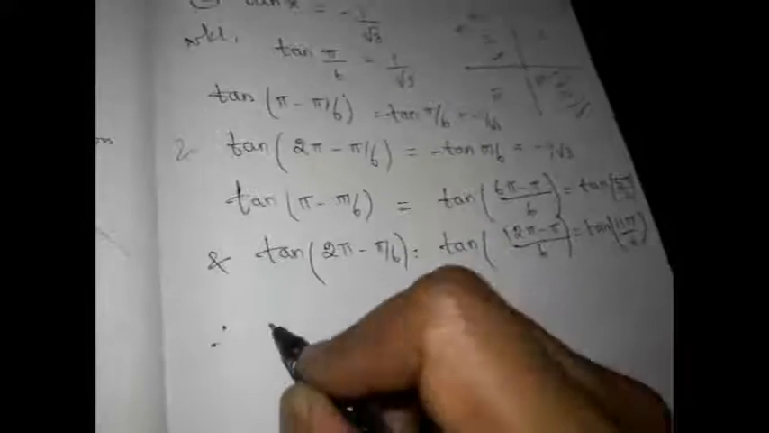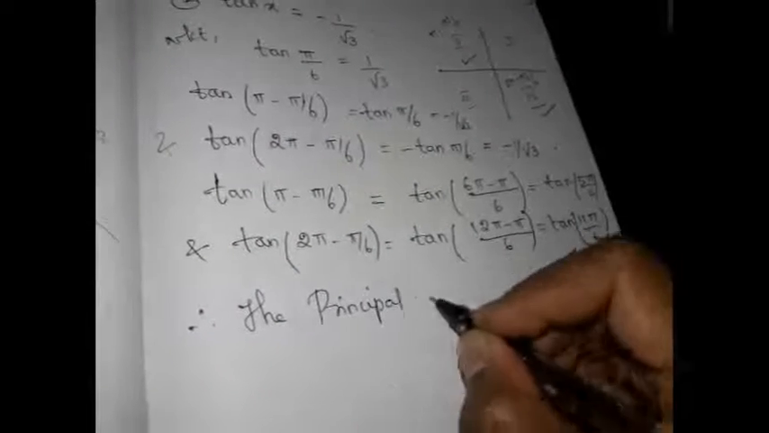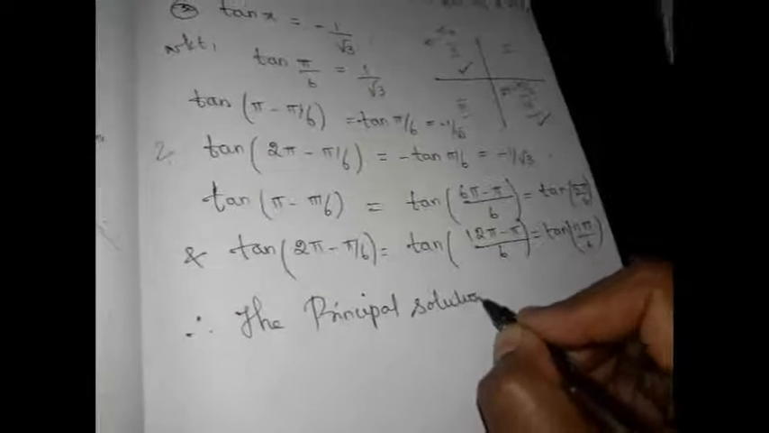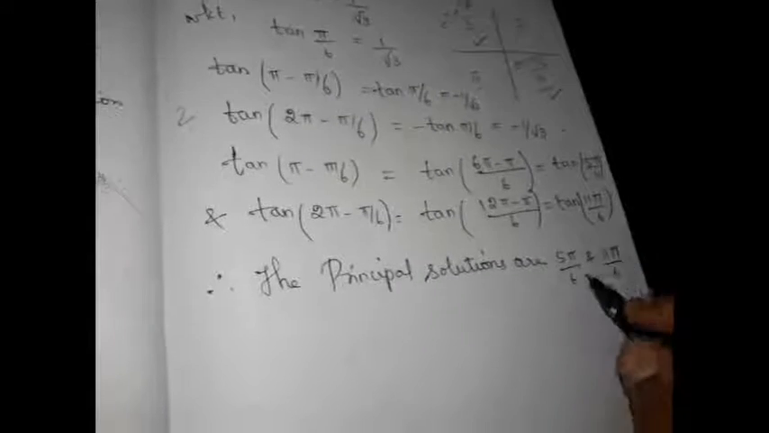Therefore, the principal solutions are 5 pi by 6 and 11 pi by 6. X equal to 5 pi by 6 and 11 pi by 6.